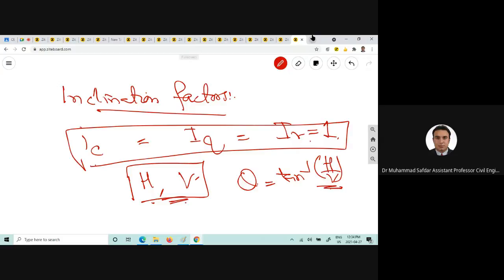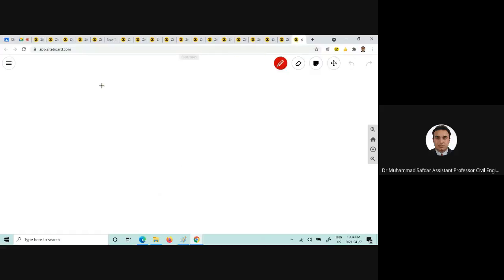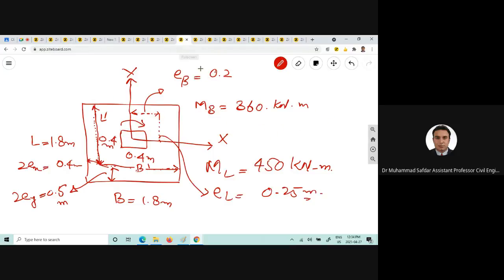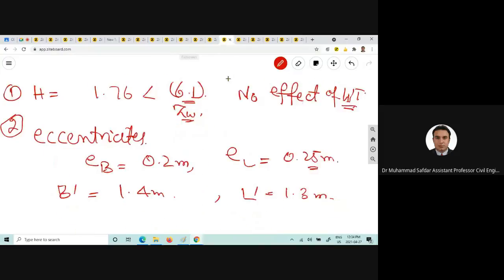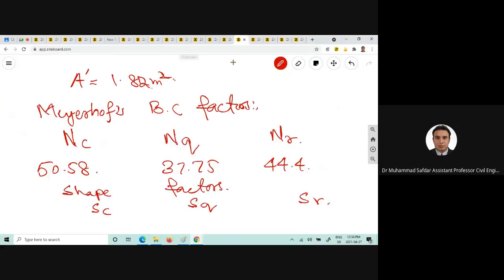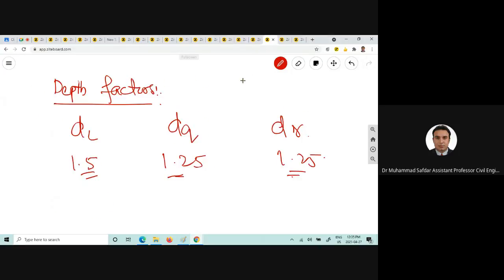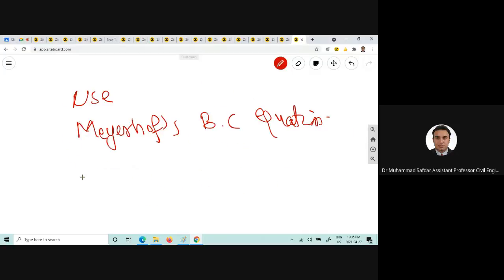Now apply the Meyerhof bearing capacity equation please. Okay, so we will start with these. If you want to note down these values, for example B prime and L prime, and the values for NC, NQ and N gamma, you can note them down, or you can take a screenshot or a picture from here. SC, SQ, and S gamma values 1.82, 1.41, 1.41; DC, DQ, D gamma values 1.5, 1.25, 1.25; and IC, IQ, and I gamma values equal to 1. Now I need the Q ultimate value, please. 1, 2, 3.